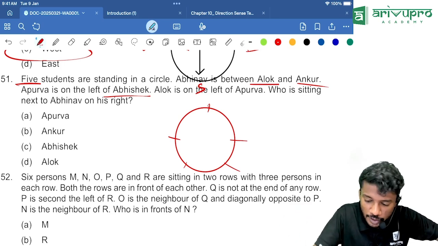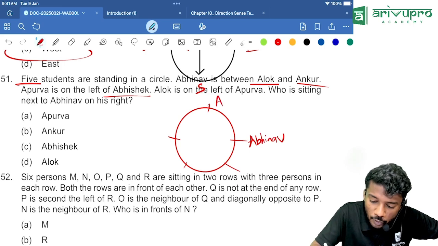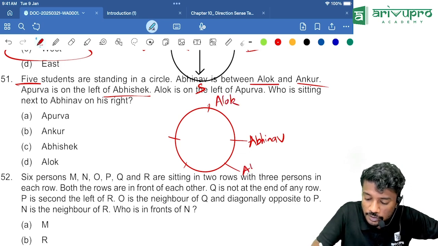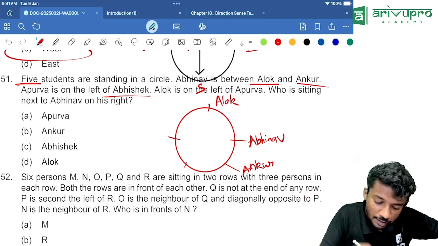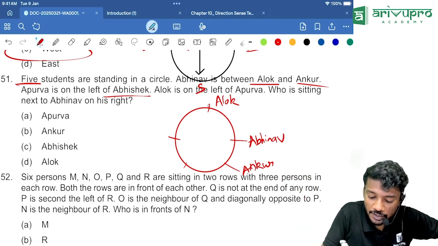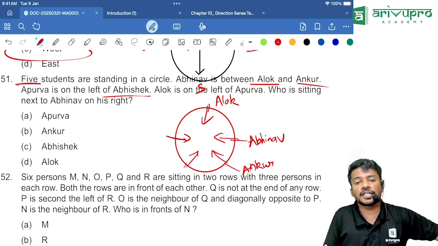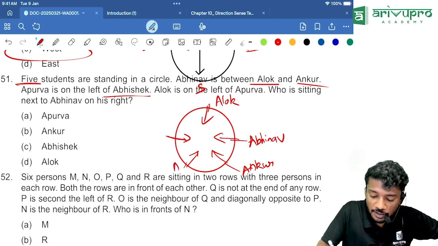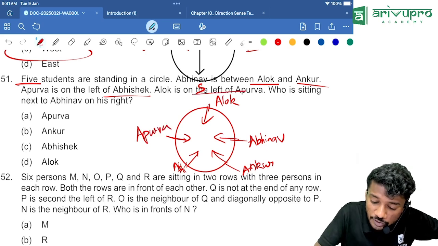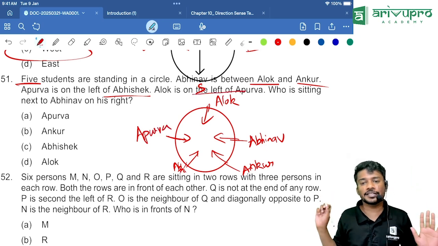First we will take one assumption. Let Abhinav be here, between Alok and Ankur. That is one of our assumptions. If this is not correct, we will draw the other way. Then Apurva is on the left of Abhishek. Automatically we will take that they are looking towards the center because nothing is given. Apurva is to the left of Abhishek means Abhishek should be here and Apurva should be here. Correct? Then Alok is on the left of Apurva. Our drawing is correct.